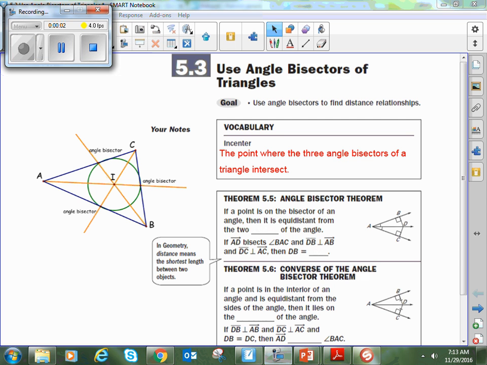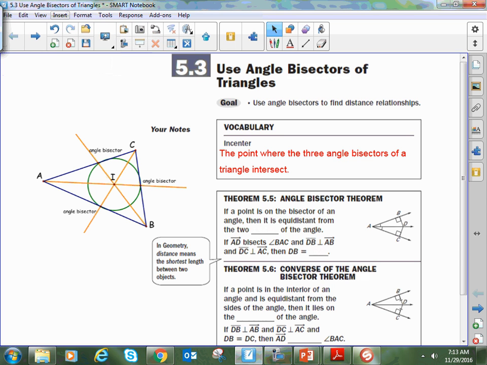Hey everybody, Mr. Piercy here, and what we're going to be looking at in this video are properties of angle bisectors inside of a triangle, and we're going to be looking at how the distances between angle bisectors are used inside of a triangle, as well as talking about the point of concurrency that a triangle uses, which is called the incenter.